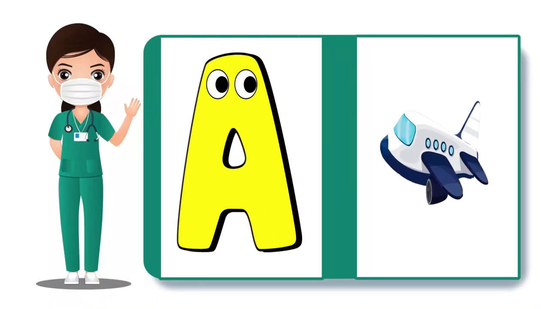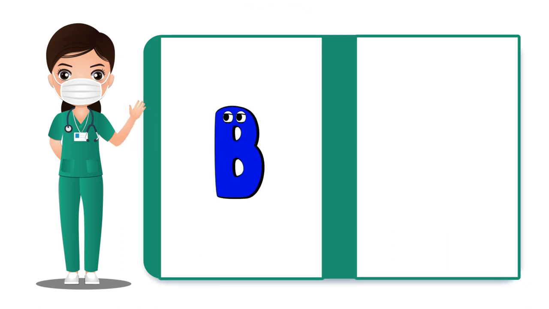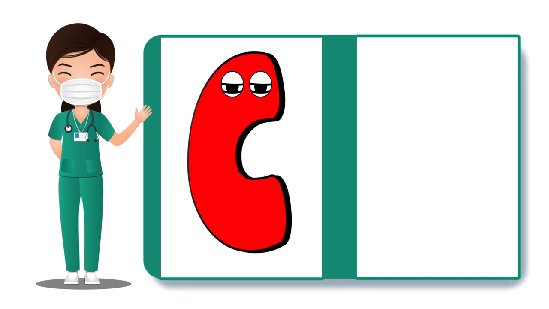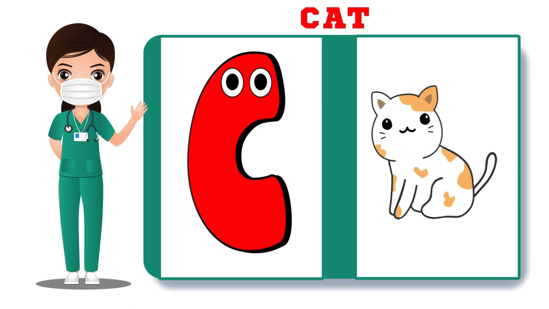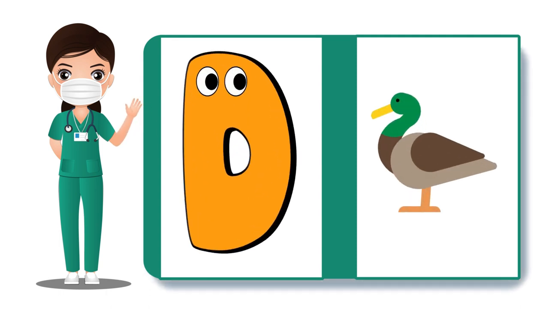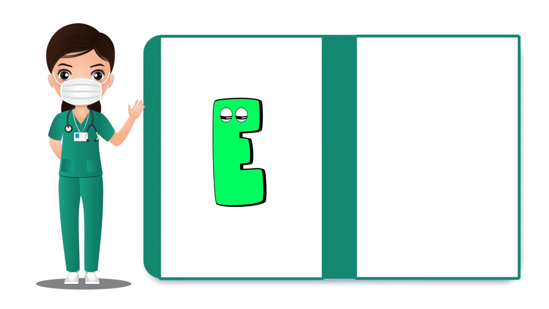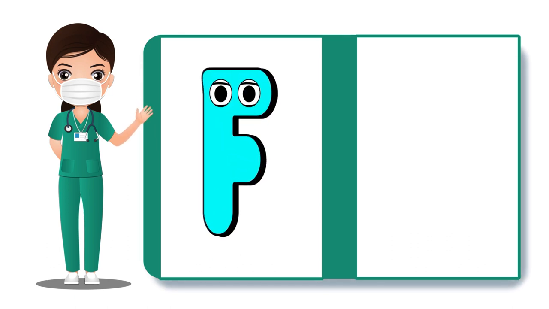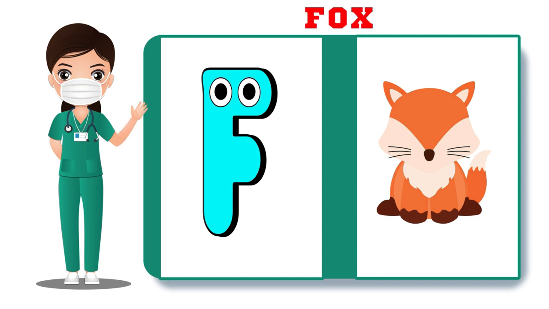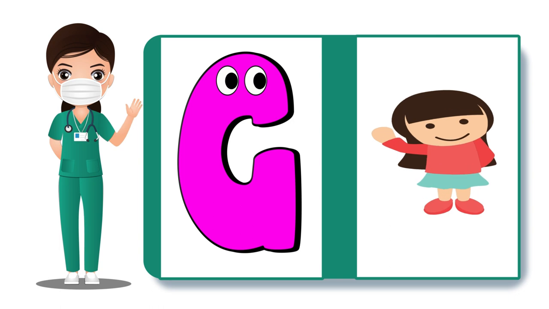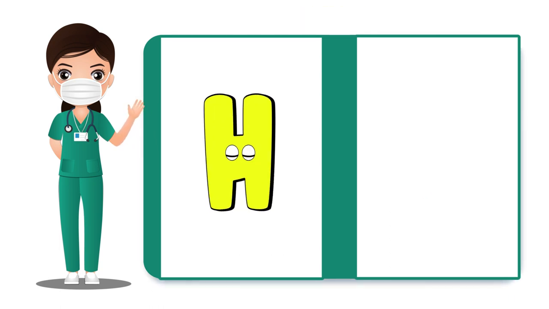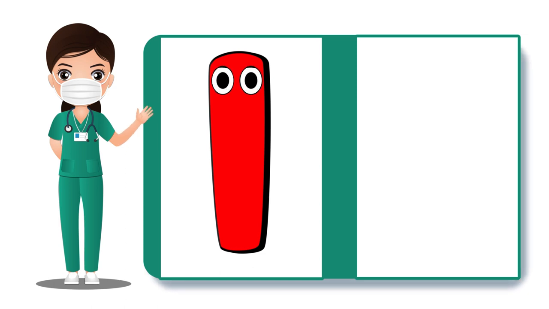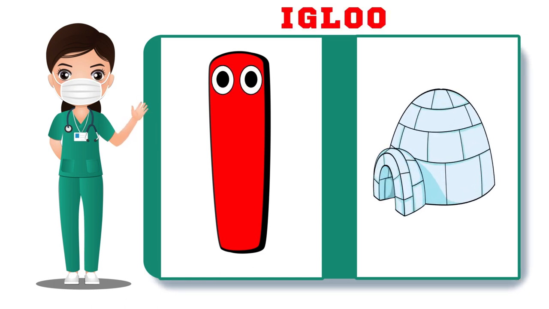A. A for airplane. B. B for ball. C. C for cat. D. D for duck. E. E for egg. F. F for fox. G. G for girl. H. H for horse. I. I for igloo.